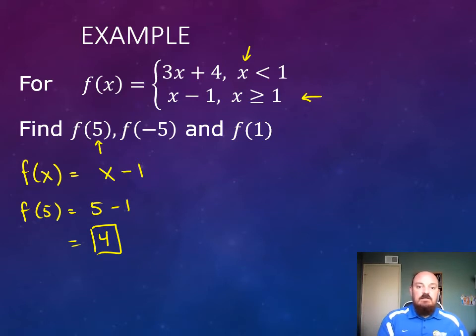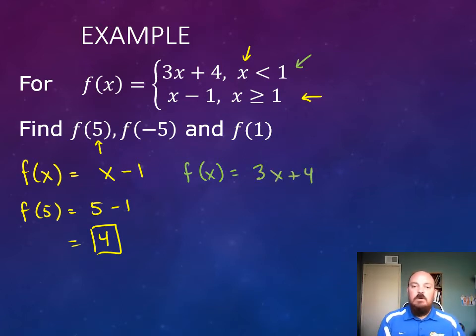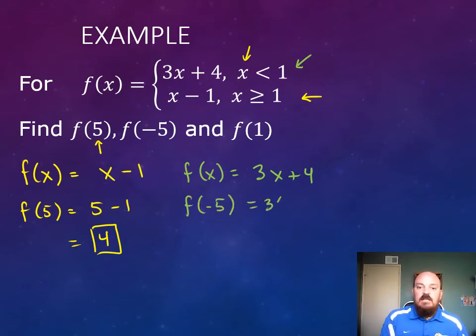Let's try f of negative 5. I'm going to start with f of x again. I start with the negative 5, and this time I'm going to use the top equation because negative 5 is less than 1. So this time I'm using f of x equals 3x plus 4. Then I'm going to find f of negative 5 by plugging in negative 5 for x, and finish it out just like we did on function notation day. 3 times negative 5 is negative 15. Negative 15 plus 4 is negative 11, and that's our answer.